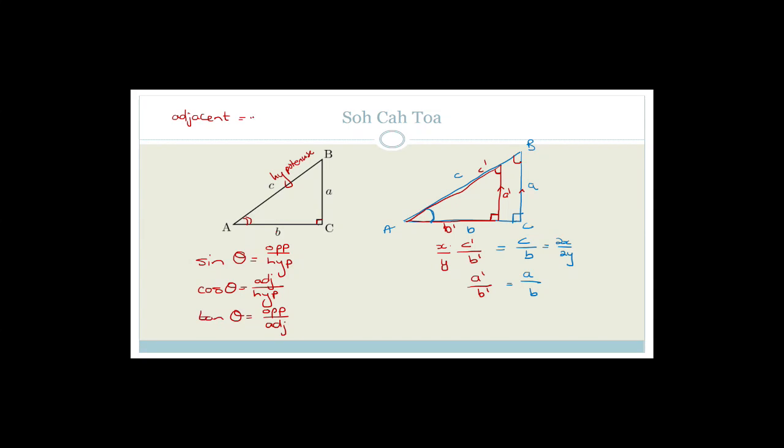Adjacent means next to. And obviously the other angle next to it is the opposite angle. I know some of you have been taught "silly old hens cackle and howl till old age." To be honest, I was taught something about cows, and for the life of me I can't even remember, because SOH CAH TOA just works for me so well that I don't even remember what I got taught. It doesn't matter what you learned, as long as you understand how to use it.